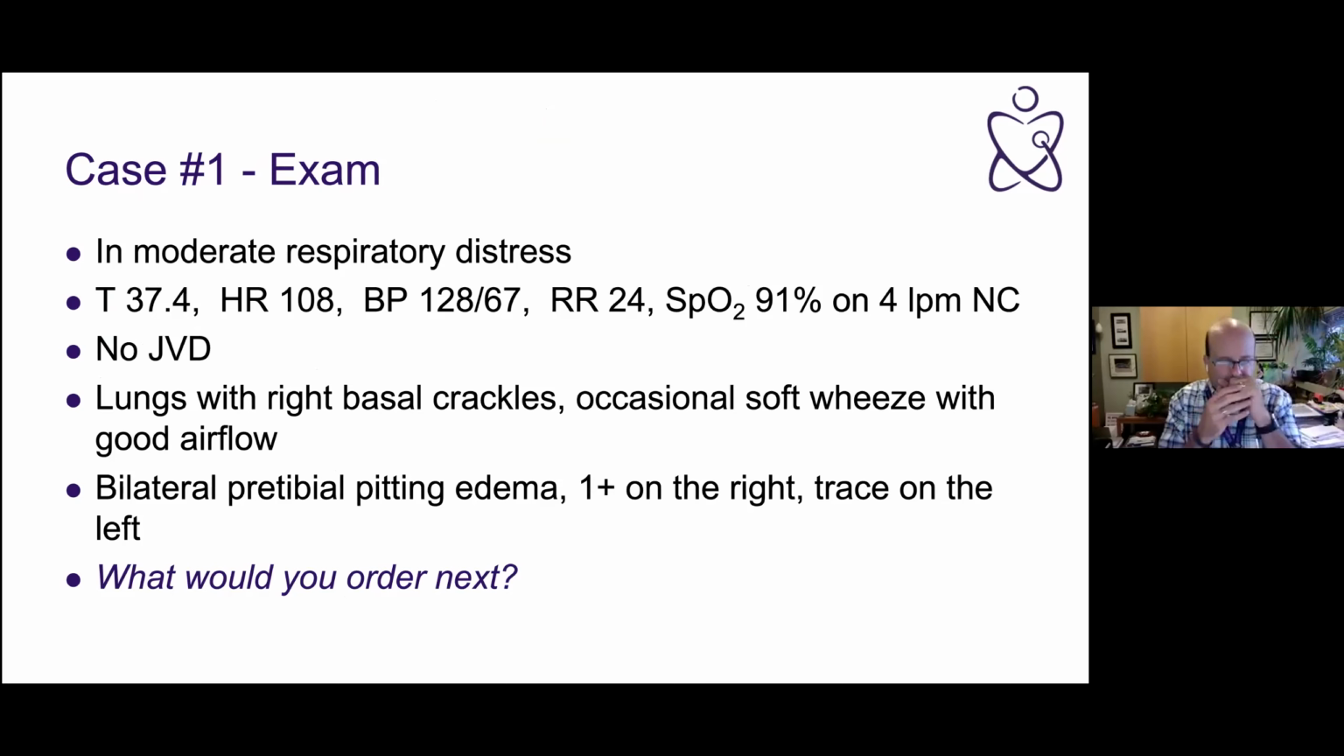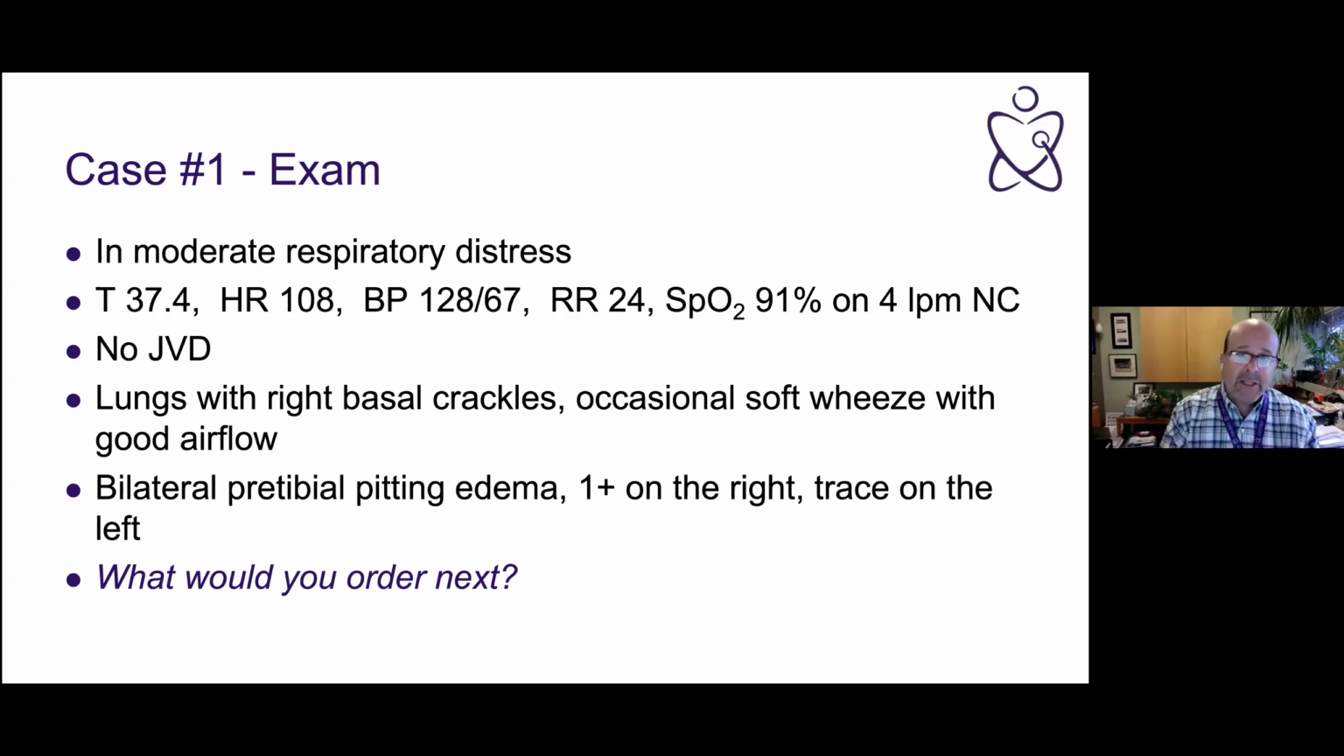So here you get there, and here's what she looks like. She's actually in moderate respiratory distress, but she is awake and alert and conversant. She's afebrile. Her heart rate's 108. Her blood pressure is 128/67. Respiratory rate's up 24, and her SAT is 91% on 4 liters nasal cannula. So safe, but not normal.